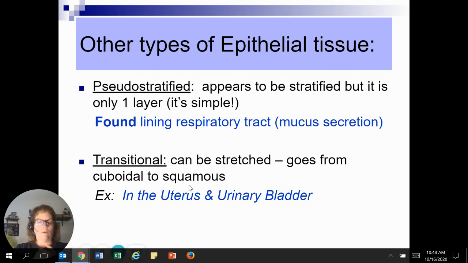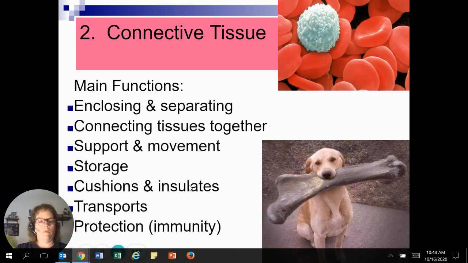And the same thing happens in your urinary bladder. As the urine builds up in your bladder and you have to pee, it starts out when it's empty as little square cells, but then as it stretches out, they get thin. Think of a rubber band stretching and how it thins out. That's transitional.